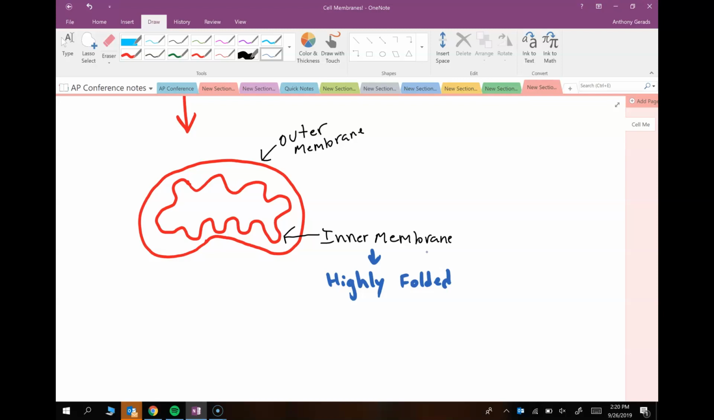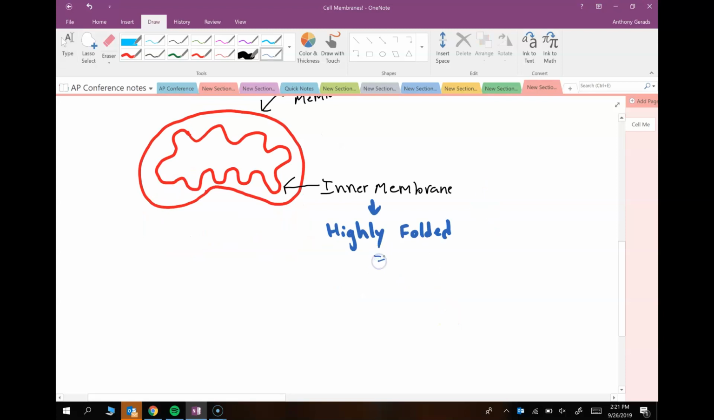So if I increase the amount of folding, the more folded something is, I increase the surface area. And if I increase the surface area of something, I increase its efficiency. So if I have a highly folded inner membrane, it increases the surface area, which increases the efficiency, meaning I can make a heck of a lot more ATP in the same size organelle than I could if it wasn't highly folded. So highly folded equals more surface area, which leads to more ATP.